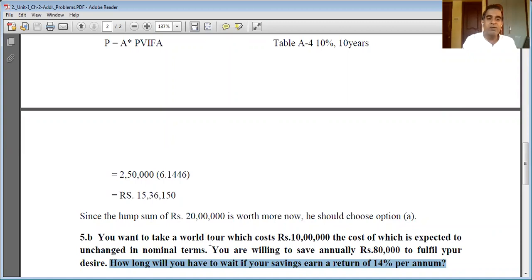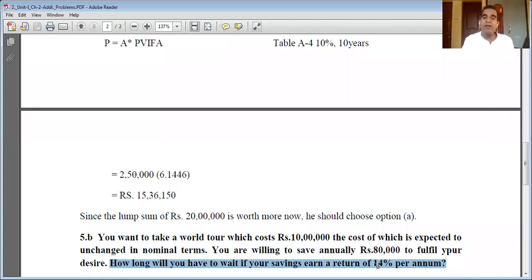What they are asking you: you want to take a world tour, the cost of which is 10 lakh rupees. Second, you are willing to save 80,000 rupees annually for the same purpose. Then they are asking how long you will have to wait if your savings earn a return of 14% per annum. The meaning is, if every year you save 80,000 rupees, how many years will it take to accumulate 10 lakh rupees at a rate of 14% interest.